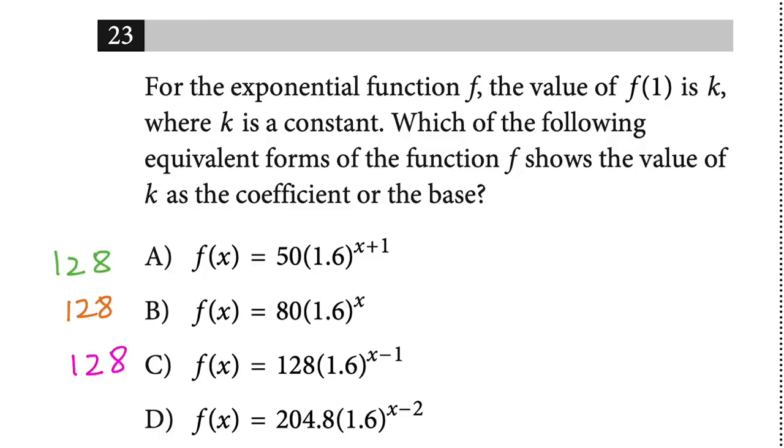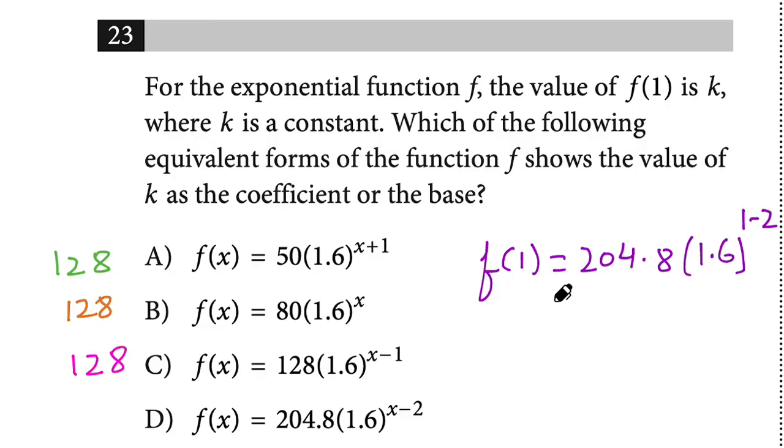Now let's do D. F of 1 is equal to 204.8 times 1.6 to the power 1 minus 2. Okay, a little bit of exponent rules. 204.8 times 1.6, and 1 minus 2 is minus 1.